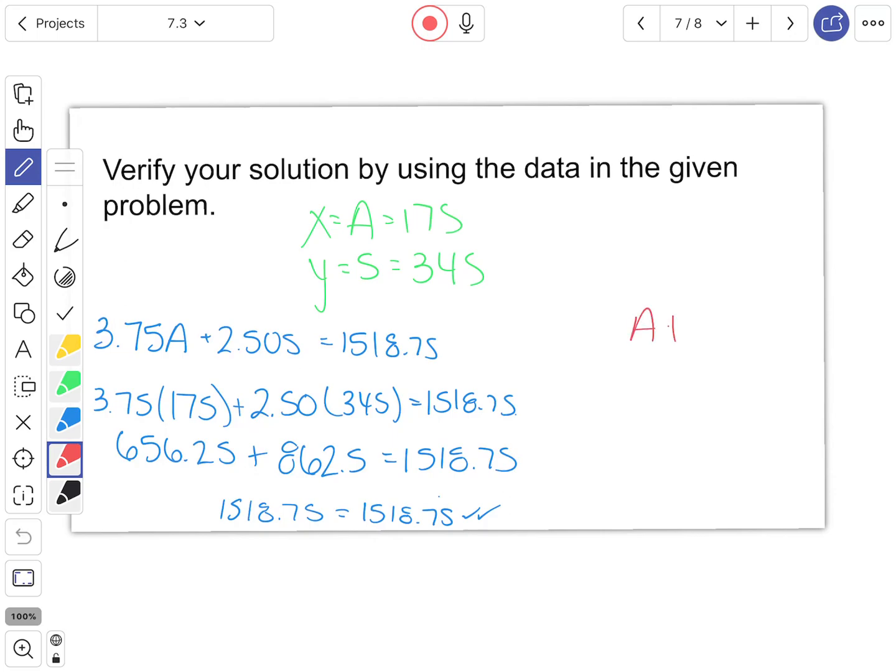Then we had a plus s is equal to 520. So 175 plus 345 equals 520. 520 equals 520. We are good. Okay, so we could check using our steady method there of just subbing into both equations.